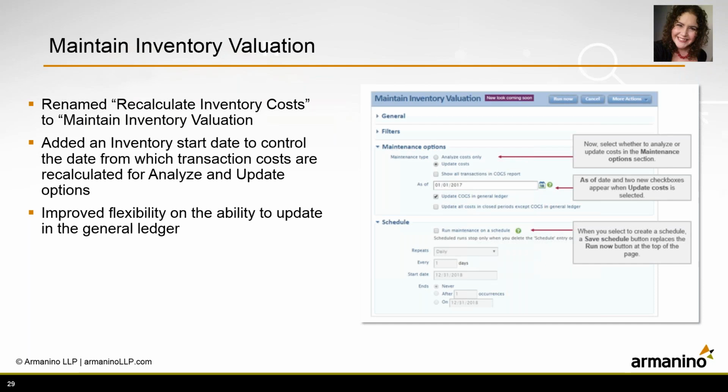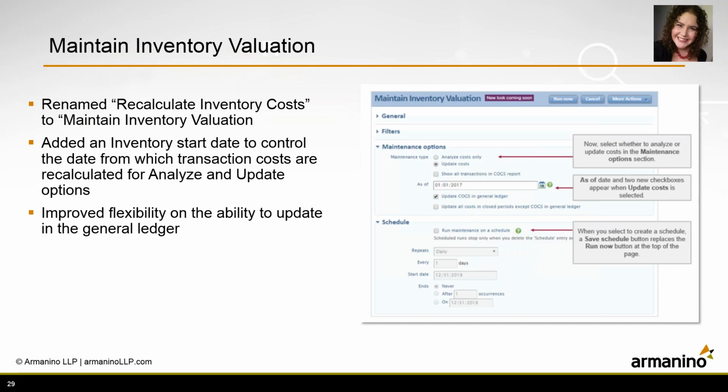If you have not rerun your maintain inventory valuation since mid-January, we recommend that you go ahead and do so now. You probably want to analyze your costs first to see what kind of adjustments might be needed, and then do the update costs after you have determined which adjustments are the correct ones.